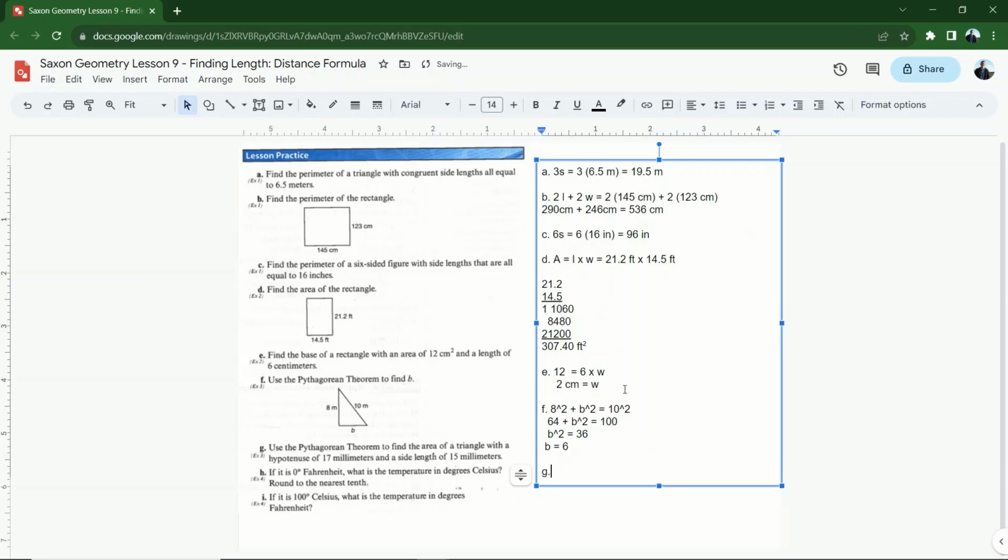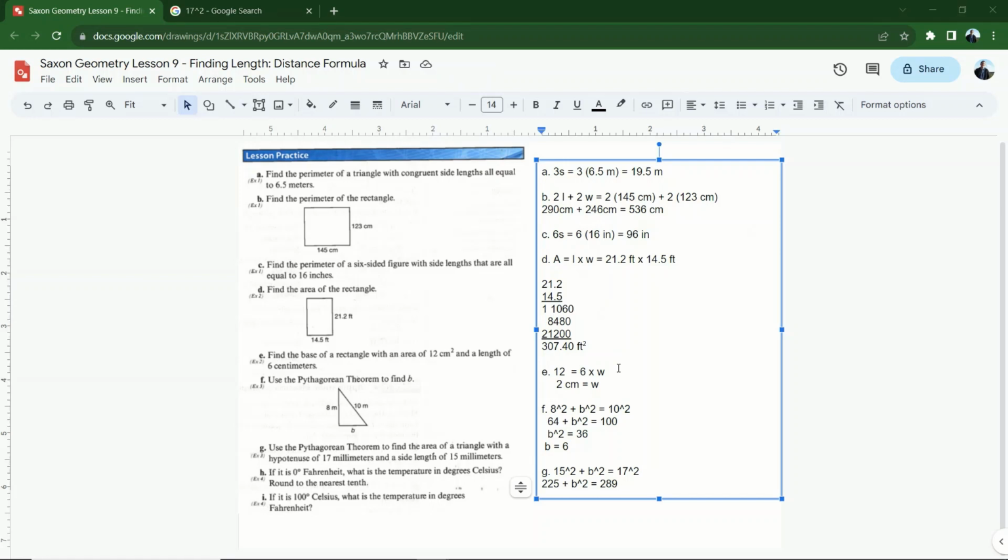And then letter G, use the Pythagorean theorem to find the area of the triangle. Find the area of the triangle with a hypotenuse of 17 and a side length of 15. So this is going to be the same sort of thing. 15 squared plus, there's some side I don't know, squared, equals 17 squared. So 289. This is probably going to work out to be something nice here.